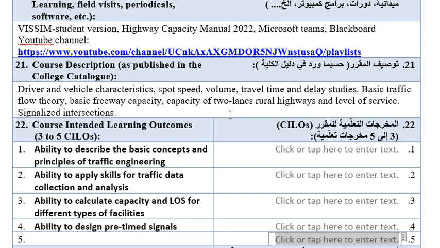Then we have the Highway Capacity Manual. So it's a manual, it's a book. It's published by some organization in the US, and it has been taken as a standard all around the world. And the latest edition of the manual is 2022. Again, I have it. I will upload it on Blackboard.